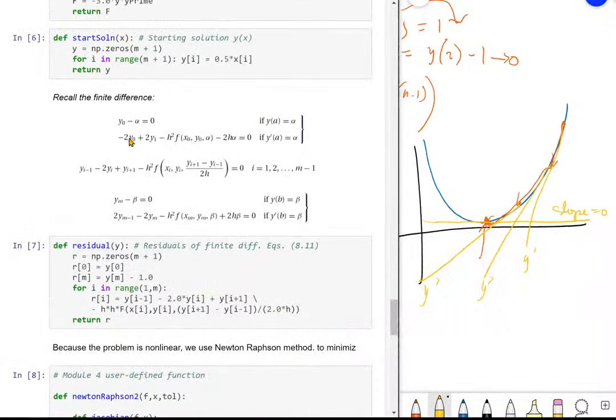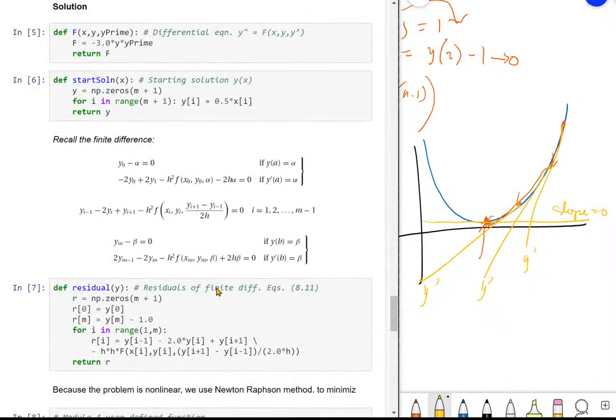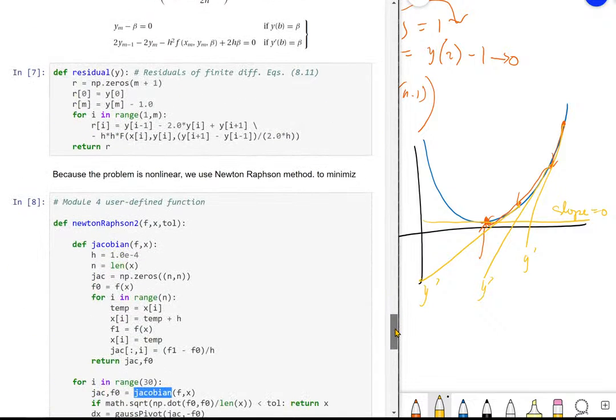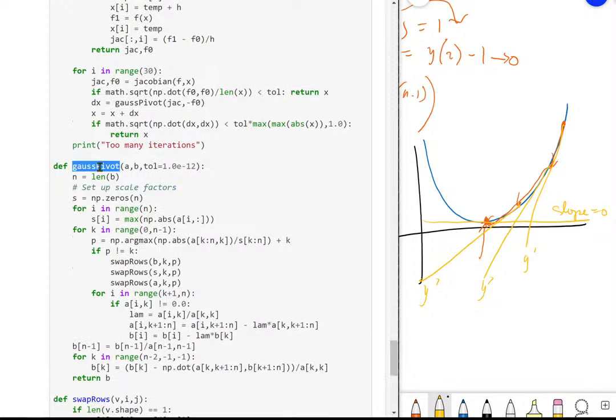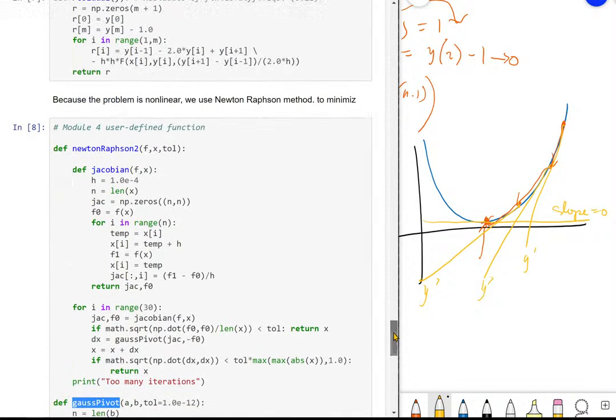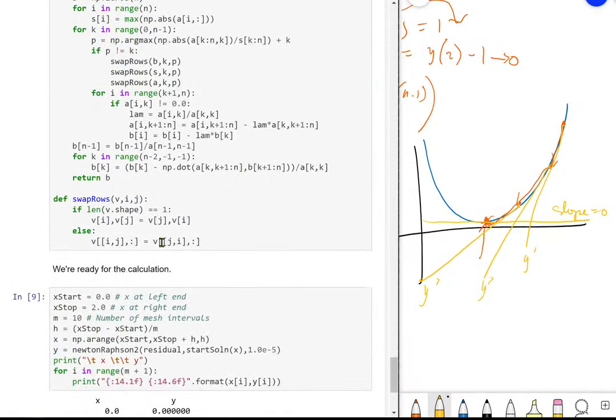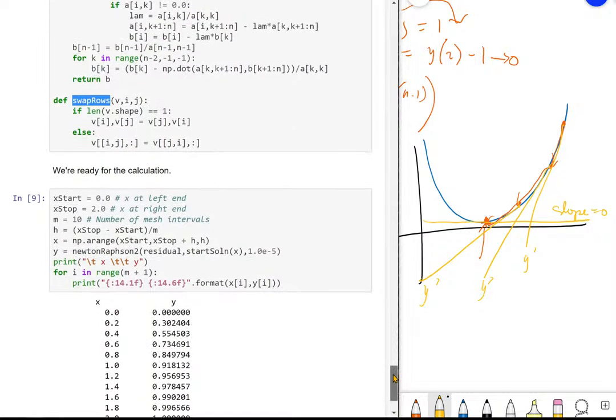So we now go back to the original problem. As I said, to minimize the residual, we use the Newton-Raphson given the function and the x, and the tolerance or the threshold value. Then we also use the Gauss pivot for some of the functions inside the Newton-Raphson, and also some of the swap rows. You go back to module number 2 or 3 to know more about this. And then we're ready for calculation.